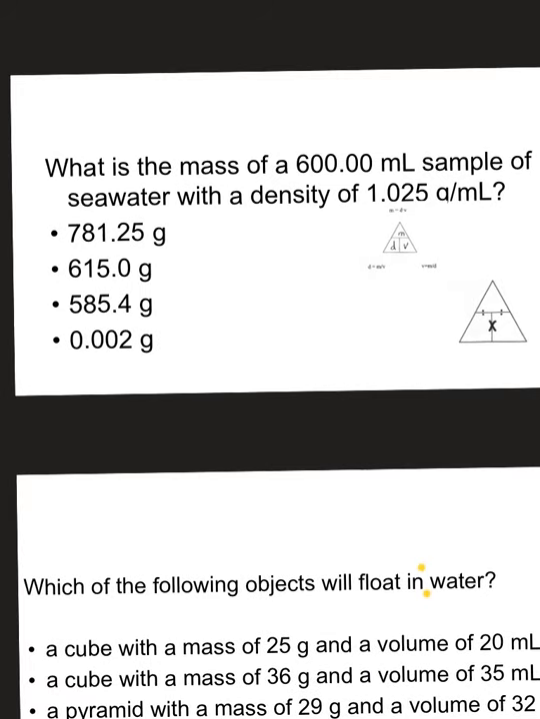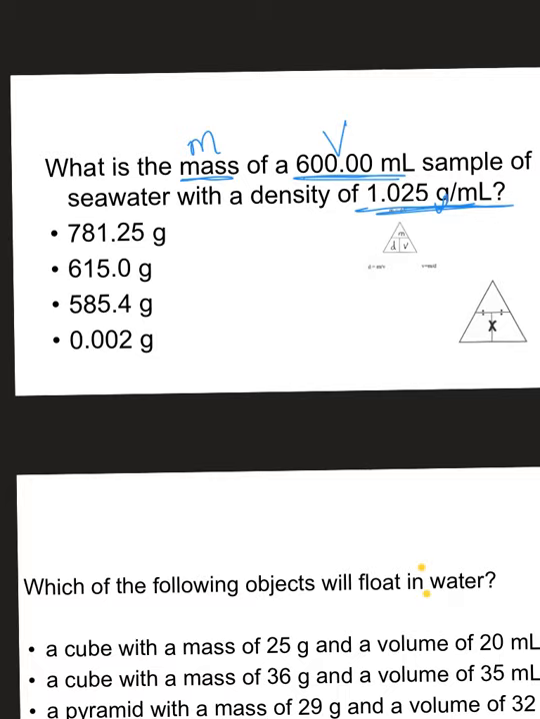The problem states, what is the mass? So take a moment. What variable is for mass? I hope you're thinking M. So what is the mass of a 600 milliliter sample? 600 milliliter. Is that density or volume? Yes, it's volume, of seawater with a density of 1.025 grams per milliliter. My gram got kind of cut off a little bit, but that's grams per milliliter. So 1.025 grams per milliliter.